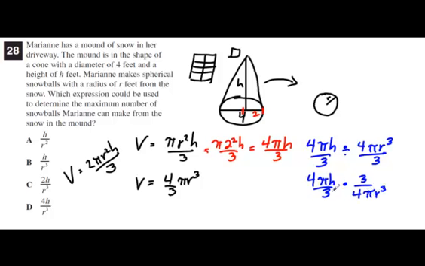Now I can start canceling. I have a 3 on bottom, 3 on the top. 4 on the top, 4 on the bottom. Pi on the top, pi on the bottom. So what am I left with? I'm left with an h on the top and an r cubed on the bottom. And of course that matches b. So this is a little harder. Remember, you can manipulate formulas to do what you want them to do.